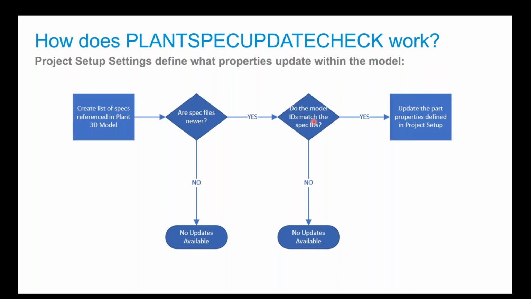But if there is some issue and you have made some changes, then update the part properties defined in the project setup and then do the plant spec update check, so as to avoid any disconnectivity. So it can be done by both administrators and the users, but some portion of this, like modifying the part properties, is usually done by the administrator, and the spec update is done by the user. So follow this workflow flowchart to make sure you do the plant spec update check in a correct way.